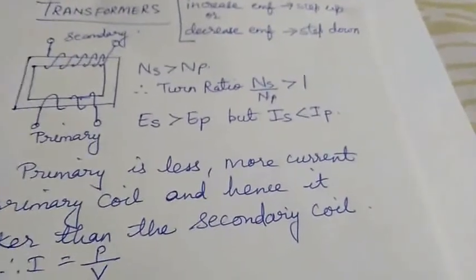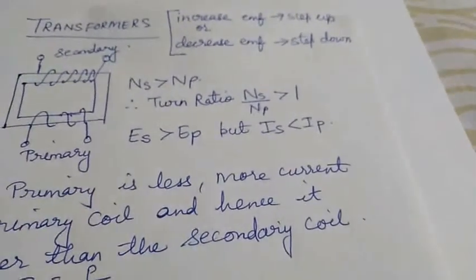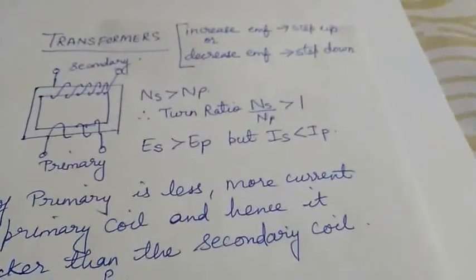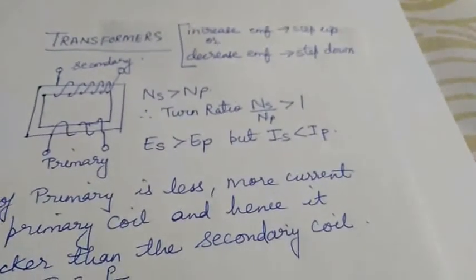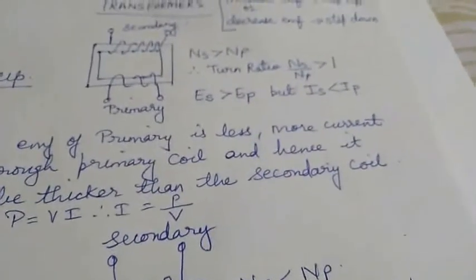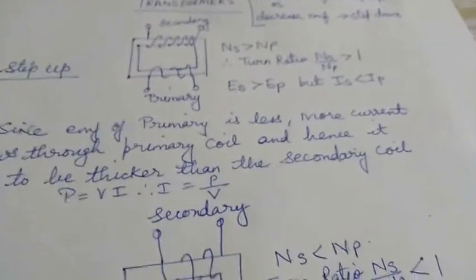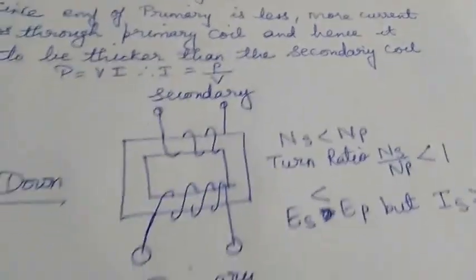So remember, in the case of a step up transformer, you have a turns ratio greater than 1 because Ns is greater than Np. Es is also greater than Ep, but Is will be less than Ip. So the current flowing in the secondary will be less than the current flowing in the primary, but the EMF of the secondary becomes greater than the EMF of the primary, and that is why it is a step up. Since the primary has less EMF, the current flowing through the primary is going to be more, and hence the primary coil has to be thicker than the secondary coil. Remember this, P is equal to VI. So I and V are inverse.